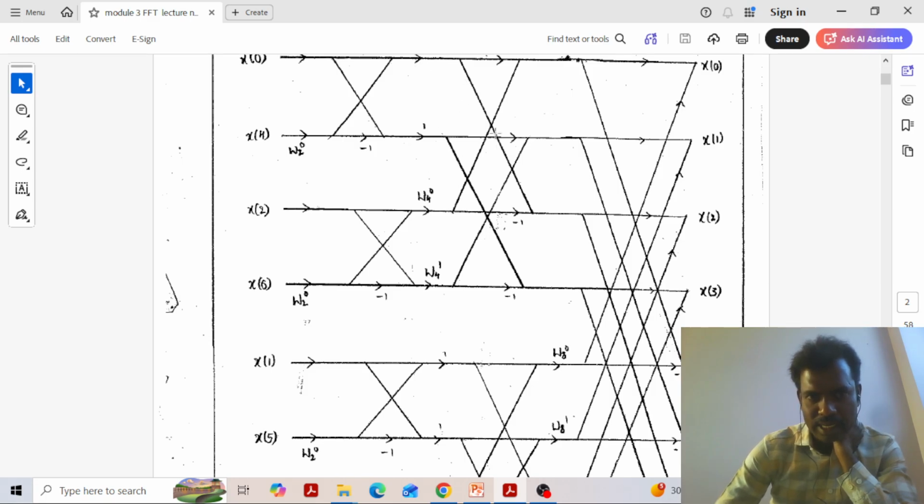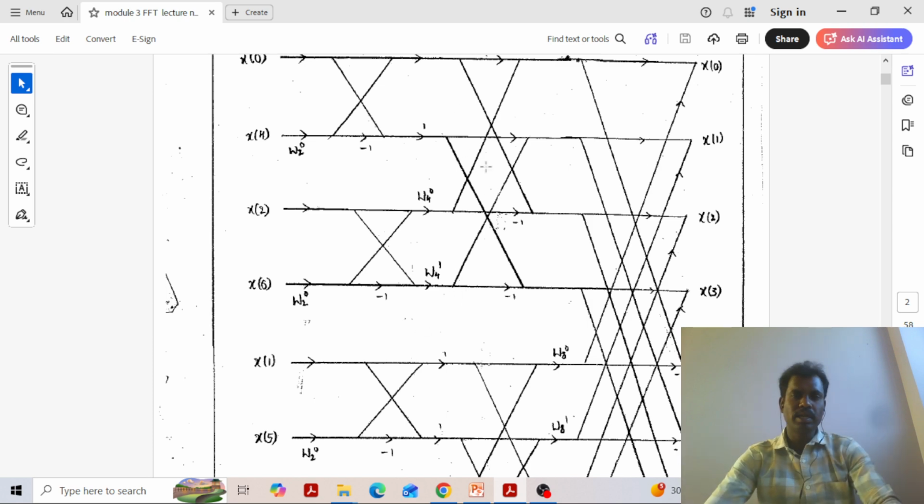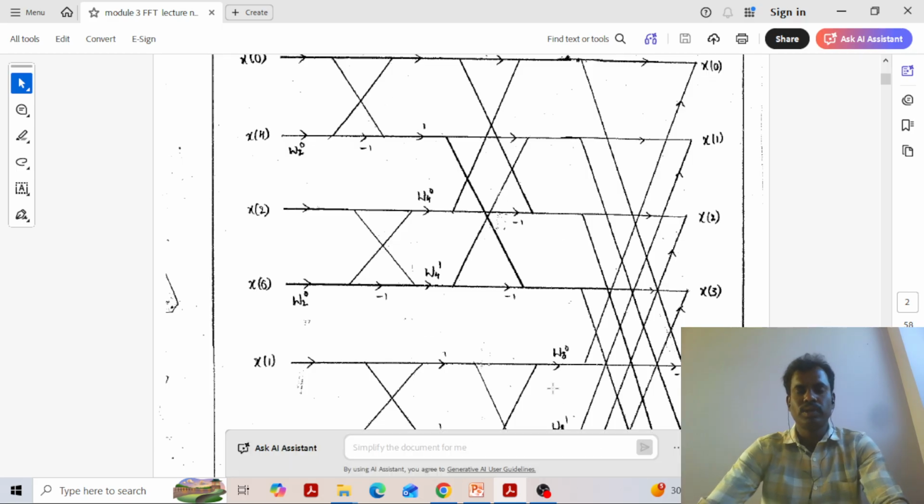Now this black box is removed and it is divided into two 2-point DFTs. This is one 2 point, and this is another 2 point. The second 2 point is multiplied with the twiddle factor and they are combined to form a 4 point. Now this black box will be replaced similarly, and this recursive process will be continued.